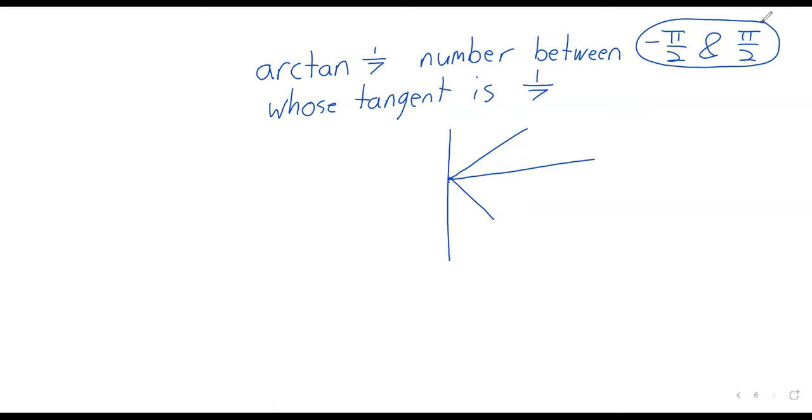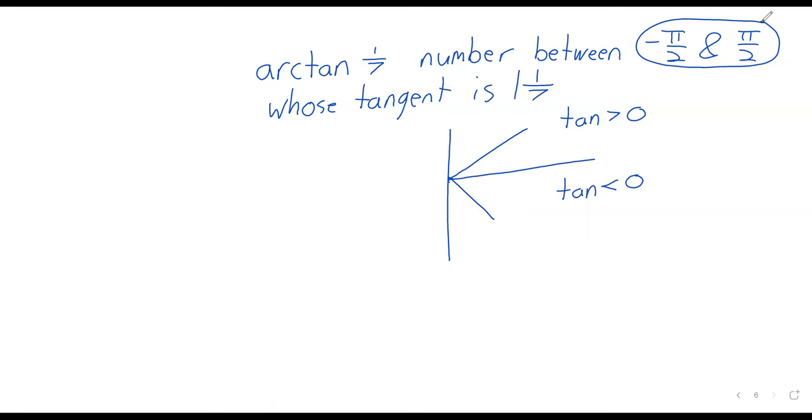I hear the first. I agree with the first. And the way we know it's the first is that in the first, the sine and the cosine are both positive. So when we divide them, it's positive. In the fourth, the cosine is positive and the sine is negative. So if we divided them, we'd get a negative number.